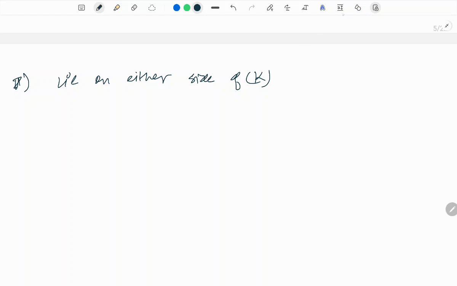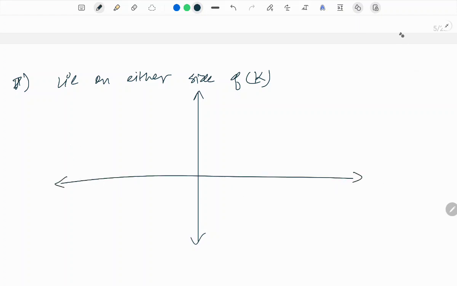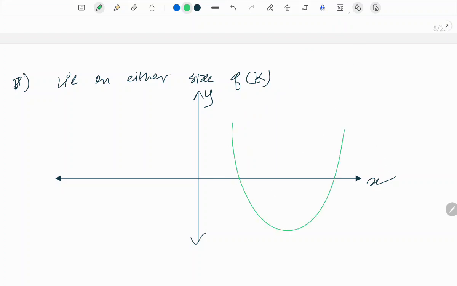So now for this we would need a nice bigger graph. Now this is our x-axis and this is a y-axis, and now let us draw a graph. This is a nice quadratic graph, and this is a point k, and this is alpha. Let us assume this as alpha, and let us assume this as beta.